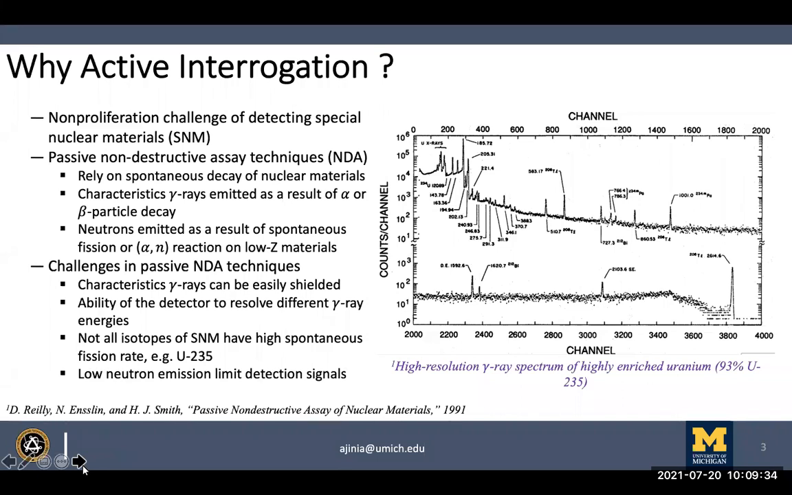Again, the second signal, which is neutrons. Uranium-235 has a very low spontaneous fission rate. So there are not many neutrons emitted from the isotope, and therefore we cannot get, again, a detectable signal. So both characteristic gamma rays and neutrons are emitted in very small intensities, and therefore this poses a great challenge in passive NDA techniques. If you have shielding around the SNM, that will further complicate the detection of SNM. So in order to overcome these limitations, we use active interrogation.